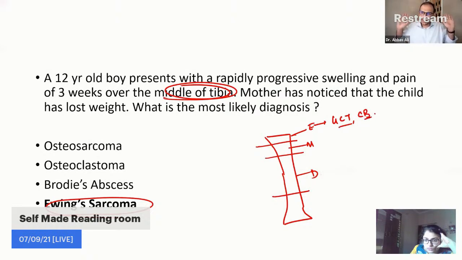chondroblastoma. Friends, that's it. So GCT will occur after growth plate fusion. Chondroblastoma will occur before growth plate fusion. Lesion in the epiphysis, look at the growth plate. It is there.